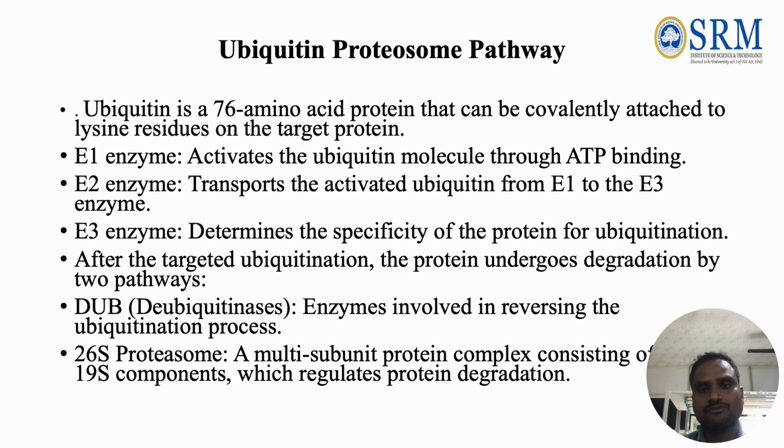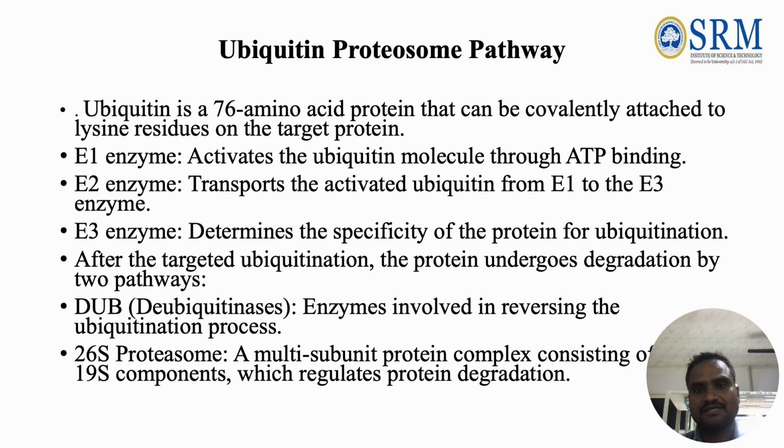Tagging a protein with ubiquitin is carried out by a cascade of three enzymes. E1, ubiquitin-activating enzyme. This enzyme kickstarts the process by activating ubiquitin with the help of ATP binding. E2, ubiquitin-conjugating enzyme. It transports the activated ubiquitin from E1 to E3. E3, ubiquitin ligase. This enzyme plays the most crucial role because it determines which proteins need to be tagged for degradation.